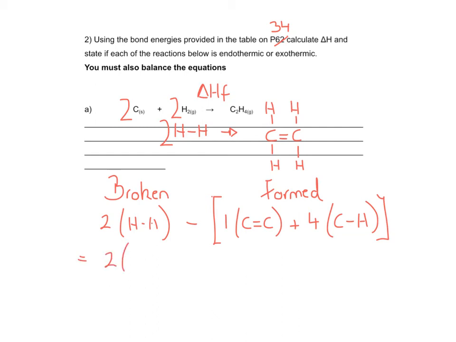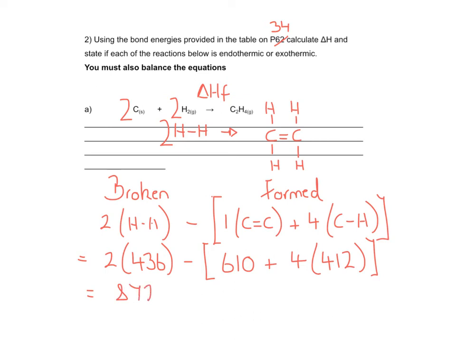And I'm going to pop in the values then. So 2 times 436, take away then 610 for our carbon-carbon double bond, plus 4 times 412. Pop that all really carefully into your calculator. Will be 872, take away 2,258, and we come out then with a value of minus 1,386 kilojoules per mole.